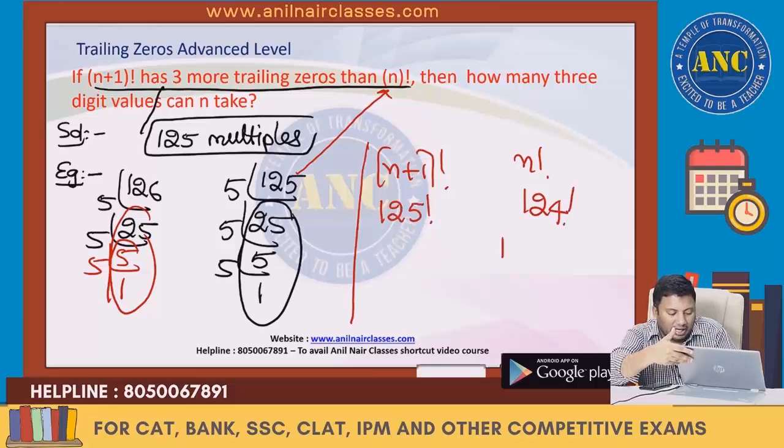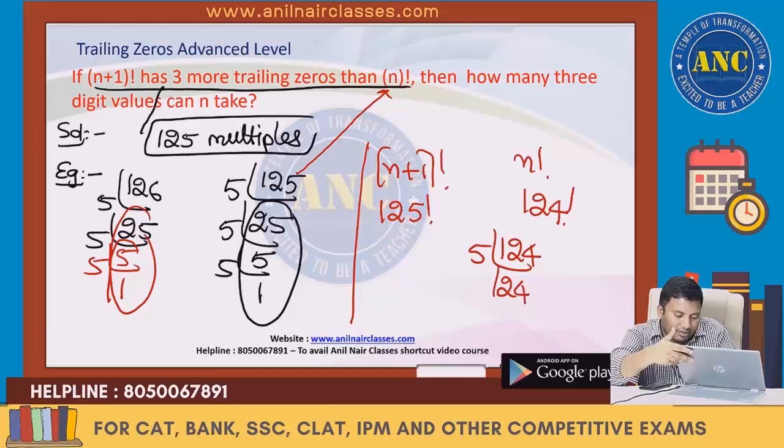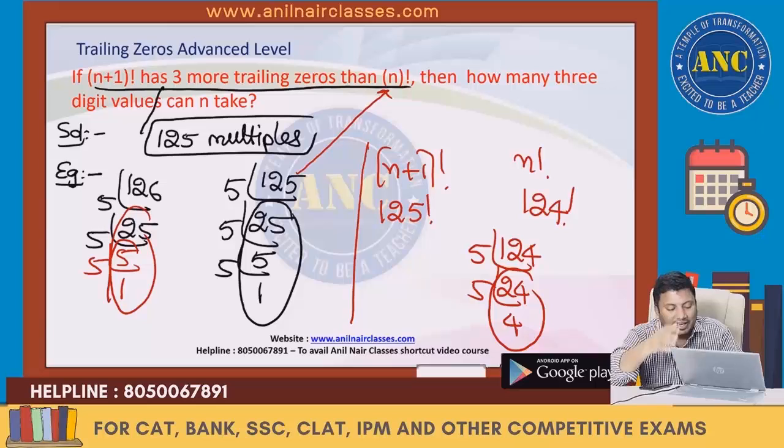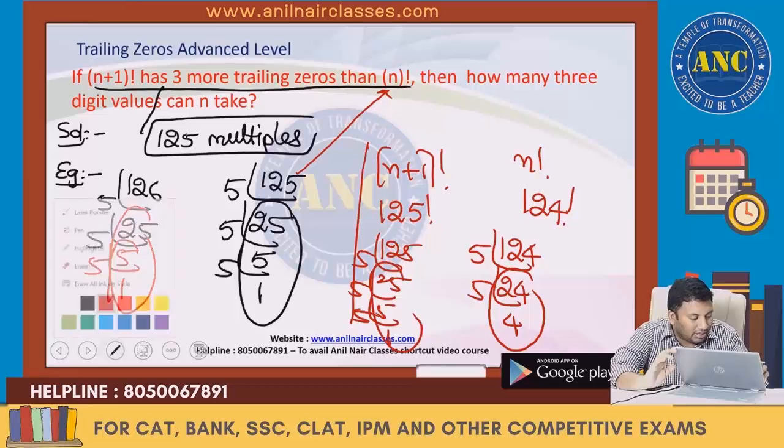Now it should be clear to you. So 5 24s are 120, 5 4s are 24, plus 4, 28. Here it will be 125. 5 25s are, 5 5s are, 5 1s are, 31. That means, a very, very important concept.